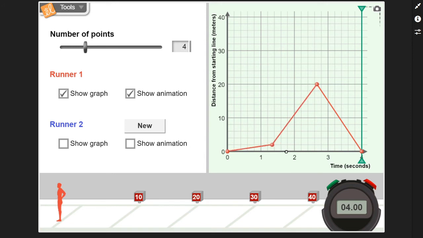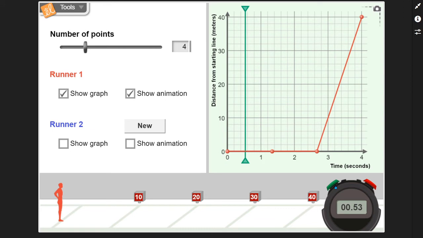Let's think about this here. Can anyone predict what is going to happen? Well, let's get them started back here. Can anyone predict what is going to happen in this graph? Do we have a horizontal line here? Yes, we do. Let's see. All right, so you can see this line was horizontal. So what did they do? They just stayed at the starting line for all that time. They then ran away from the starting line.